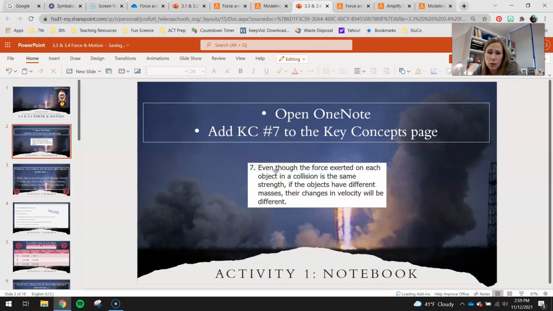Even though the force exerted on each object in a collision is the same strength, if the objects have different masses, their changes in velocity will be different. So again, we learned in that review from 3.1 and 3.2 that when two objects are in contact, they exert equal forces on each other, but in opposite directions. That doesn't mean they'll respond the same.